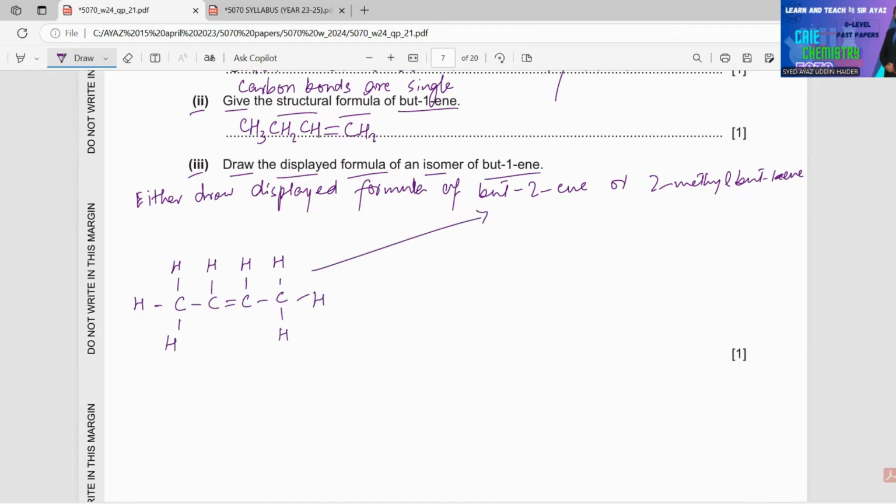What about 2-methyl but-1-ene? Sorry, you can't have 2-methyl but-1-ene. You have 2-methyl propene. It's not butene, it's propene. I made a mistake. It must be propene, because there must be 4 carbon atoms in all. So you have 1, 2, 3, and there is a double bond between any 2 carbons. So I'm showing it between these two, and there's a methyl group on the second carbon. So this is the methyl group.